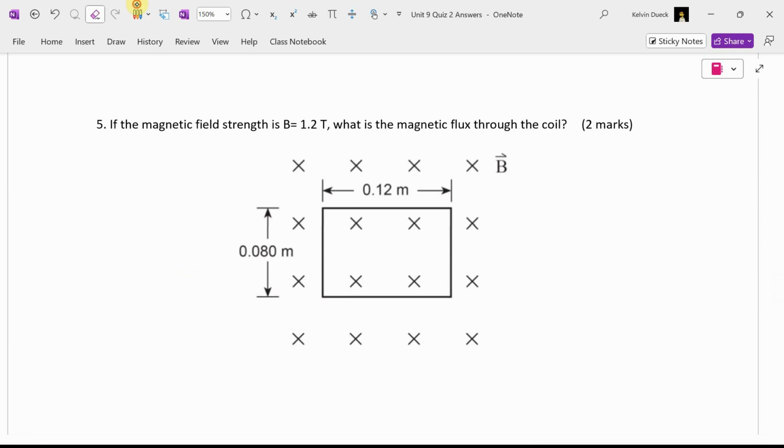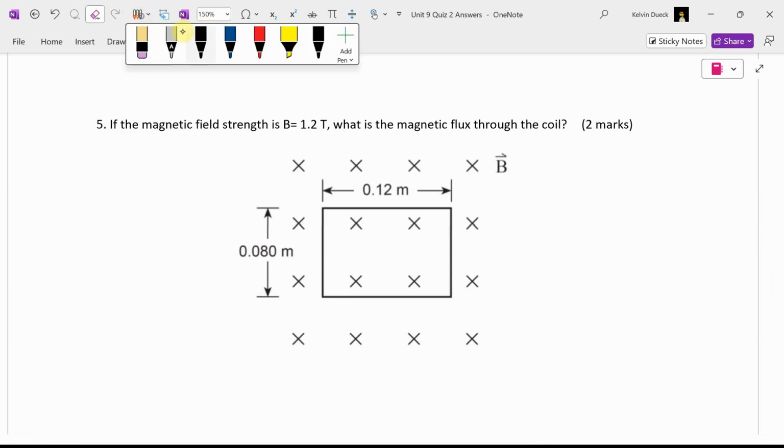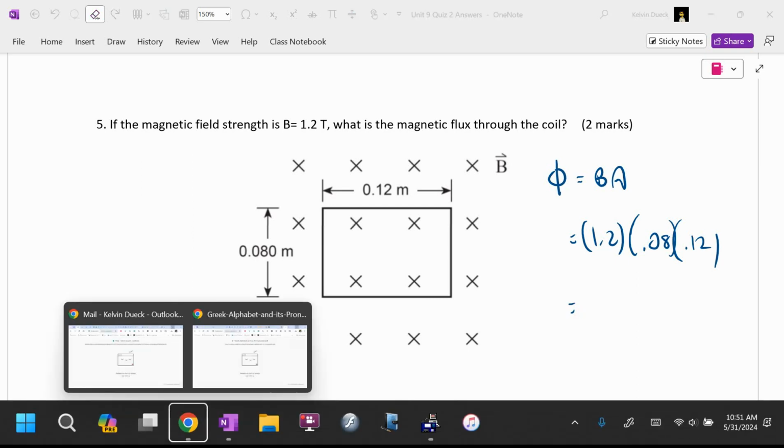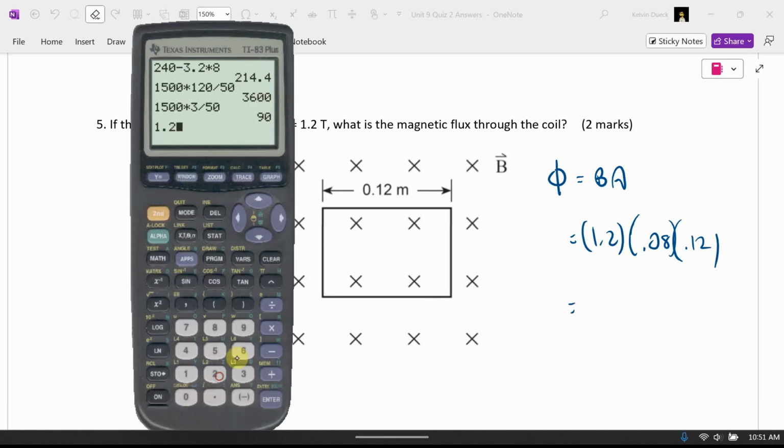Magnetic field strength is that. What's the magnetic flux? So magnetic flux is B times A. What's B? 1.2. What's the area? It's a rectangle, so it's going to be length times width. That's going to be the answer. It's going to be 1.2 times 0.08 times 0.12. I get a magnetic flux of 0.0115.